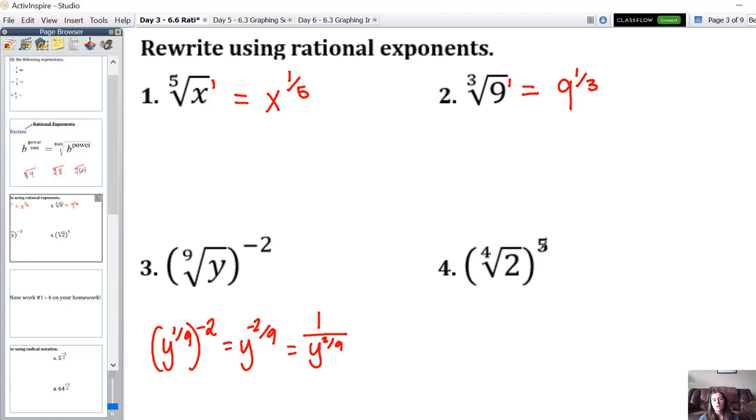Same idea in number 4. We can just go straight into saying 2 to the 5 over 4, because we have this imaginary 1 here, 5 times 1 is 5, and then our denominator is 4. If we had some other number here, like a 2, then we would have to do 5 times 2 divided by 4 and simplify that as our fraction.